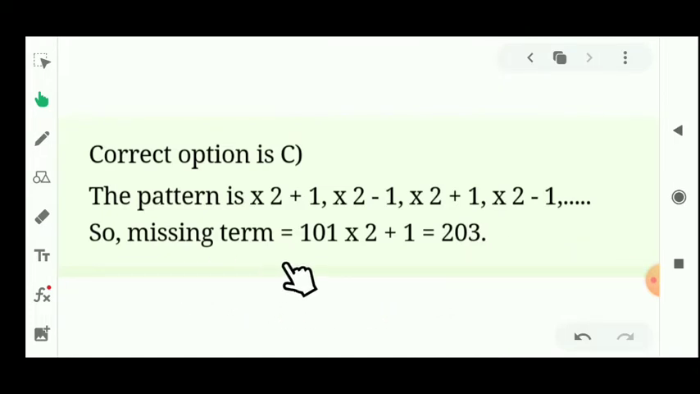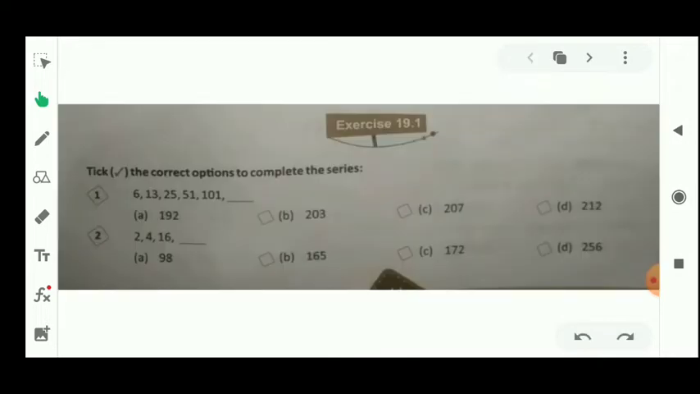So for the missing term, 101 should be multiplied by 2. That gives 202, and when we add 1, it will be 203. So option number C will be right for this given series. Let's see question number 2.